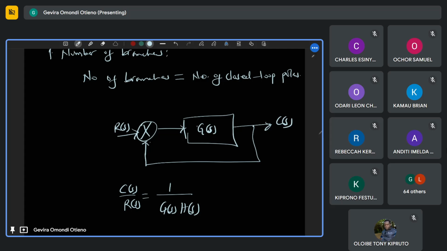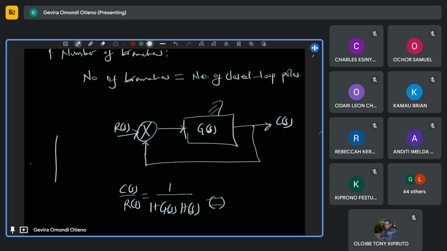So we have 1 over 1 plus G of S, H of S, meaning we are getting the closed loop transfer function. If you get the closed loop transfer function, then the poles of your closed loop transfer function are the ones that are equal to the number of branches. Okay? So remember, when we are plotting the root locus, we actually just use G of S.